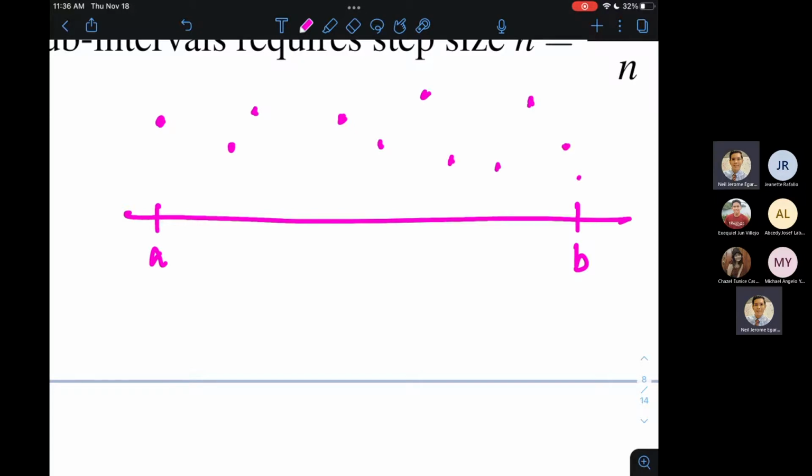Tapos ang ginawa natin, para ma-avoid yung Runge phenomenon, para mababa lang yung degree ng interpolating function na gagamitin natin, sinubdivide natin yung interval AB into several pieces. So sa kaso ng piecewise linear interpolants, sa bawat subinterval determined by two consecutive abscissas, we just took the linear interpolating function dun sa unang subinterval.